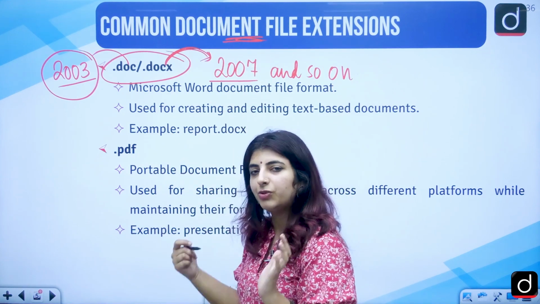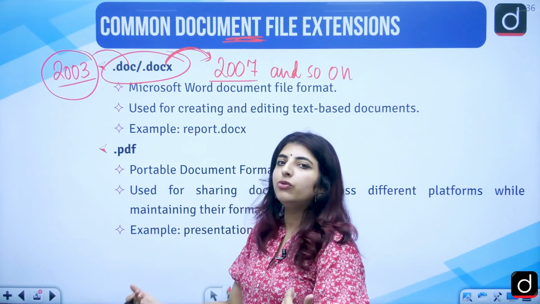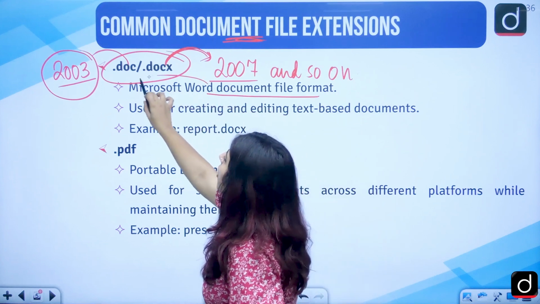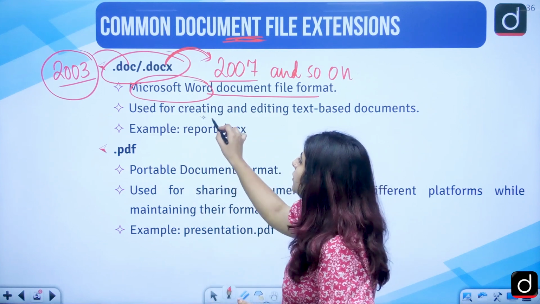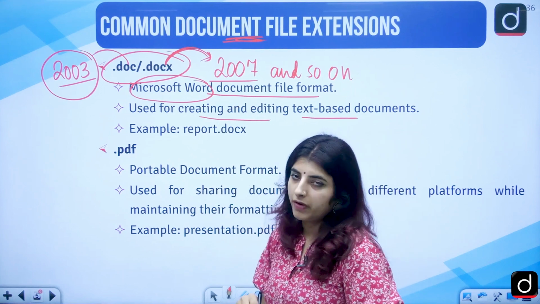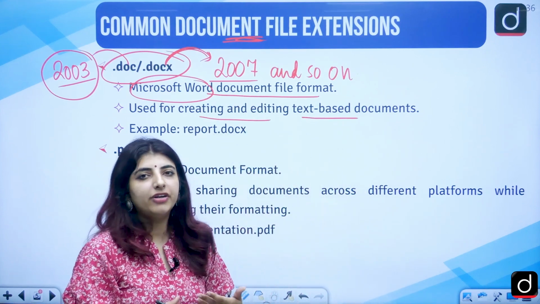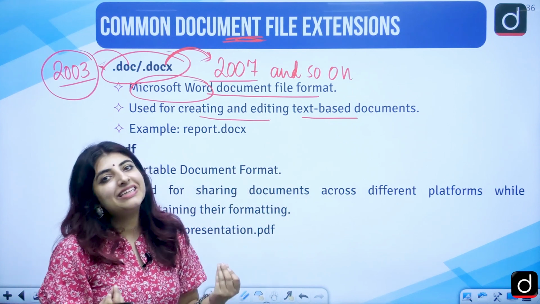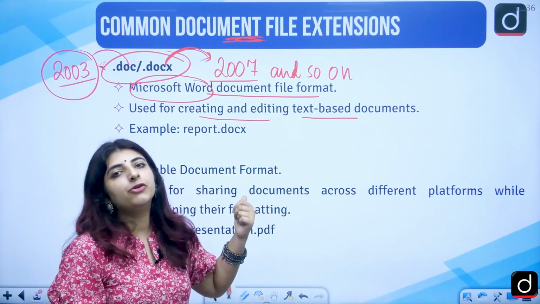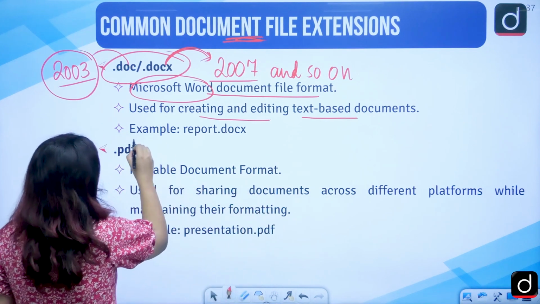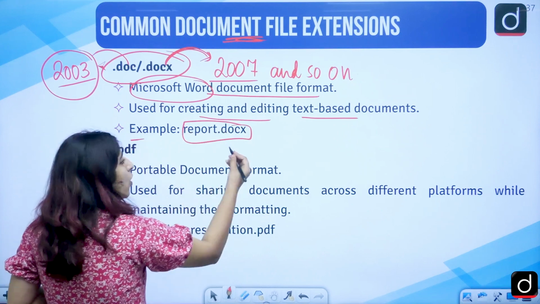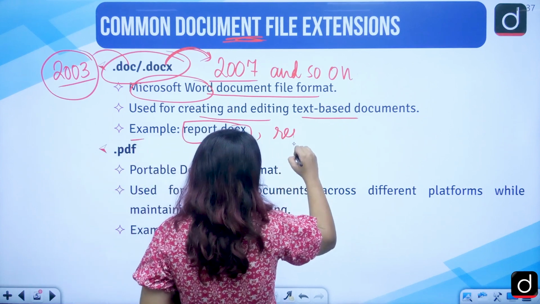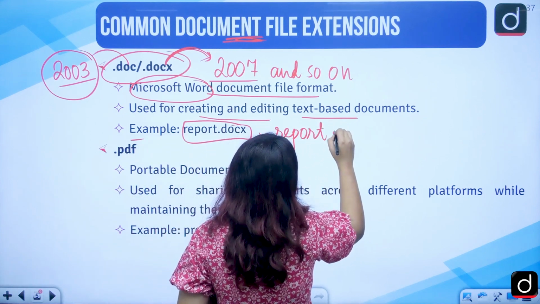All the file extensions which are here are the major ones which are used to store documents, correct? Then we have the Microsoft Word doc format, used for creating and editing text-based documents. In the previous slide, I already told you that I created a document and I want it to be editable. So of course, I am going to save it in Microsoft Word. The example here is report.docx, or if it had been Microsoft 2003, it would have been report.doc.